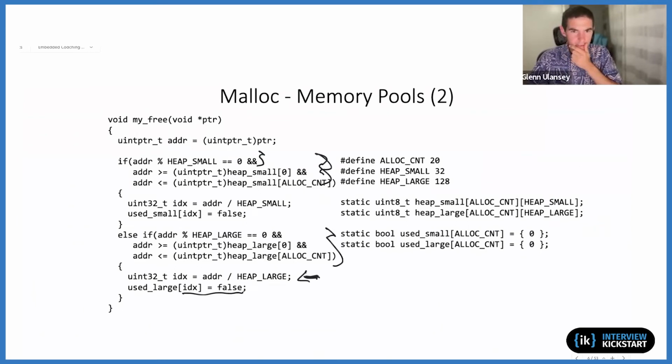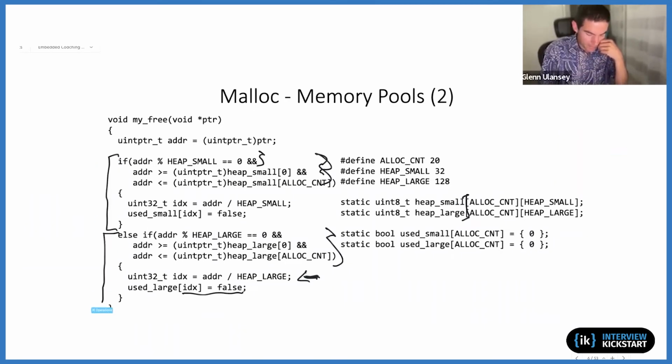Let's see, was there anything else I wanted to point out as being bad with this? One other thing that, well, it's not necessarily bad, it just is what it is. Here I only had small and large as the two heap sizes. So I essentially had just copy and pasted code for the small case and the large case. This is probably a bad practice in general, but also probably bad in the context of an interview to have a bunch of copy and pasted code like this.